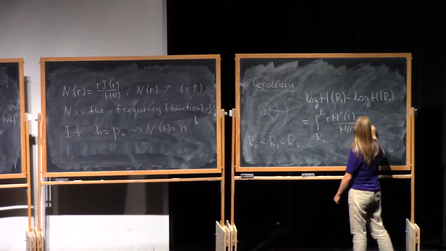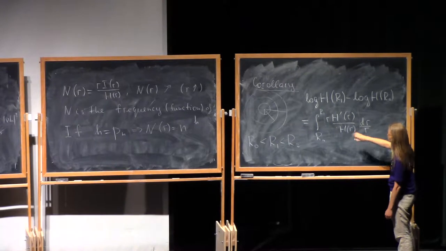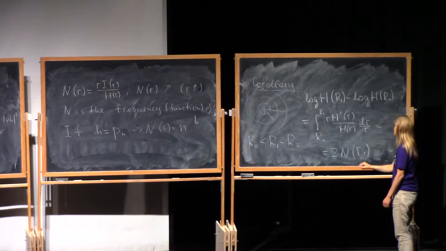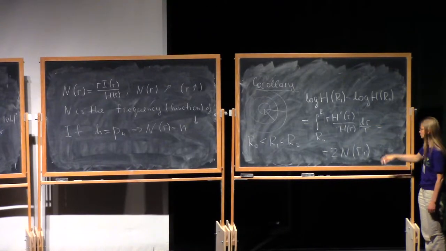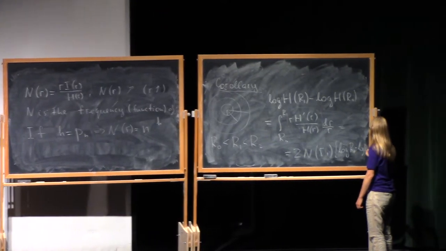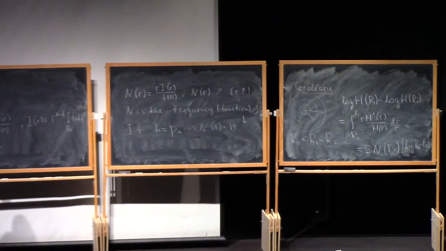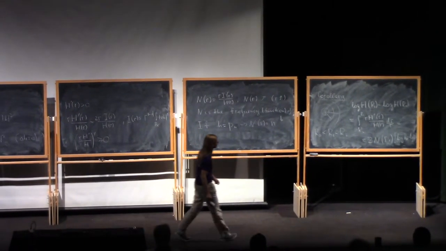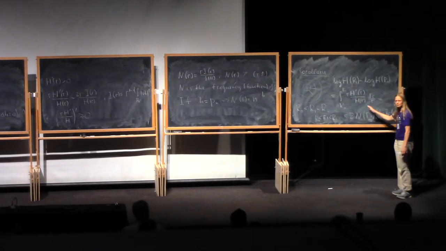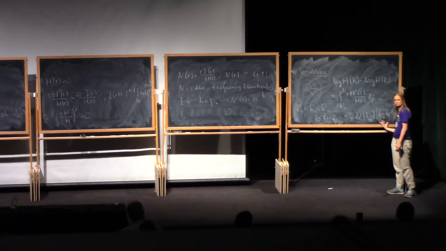I'll multiply by R, divide by R, and use the fact that this function is my frequency up to factor 2. So what I get is 2 times the value of frequency at some point between those two, times the integral of dr over r. This is log R1 minus log R0. I can do exactly the same thing between R1 and R2. Yes, so this one here, R1, is just some number between R0 and capital R1, by the mean value theorem. Yes, I'm integrating this one against this measure. It's a value at some point times that one.